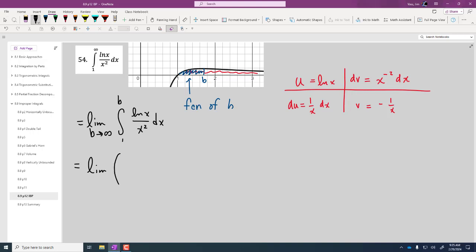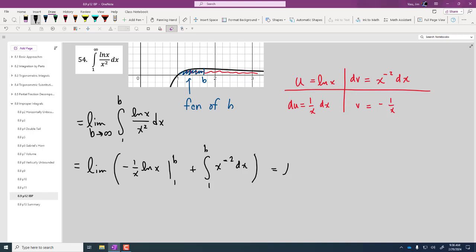All right, so now we're going to take the limit of this. So we're going to do uv, so that's minus 1 over x natural log of x, and this will be evaluated on the interval 1 to b. So uv minus the integral of v du. And v du is the bottom row there, which is negative 1 over x squared. The negative sign can come to the front, and we're going to be left with 1 over x squared, which we're going to write as x to the negative 2 dx. And that integral is integrable pretty easily.